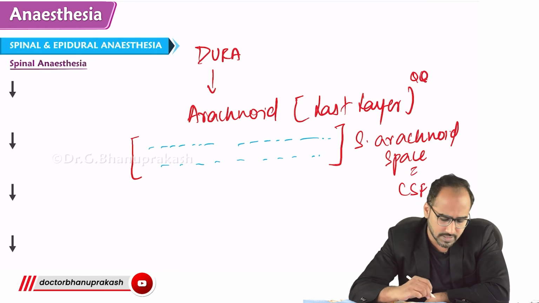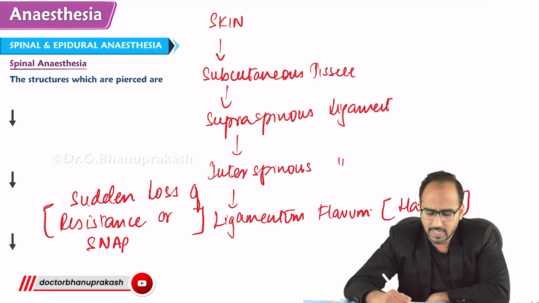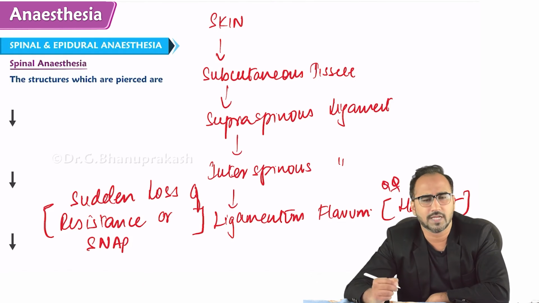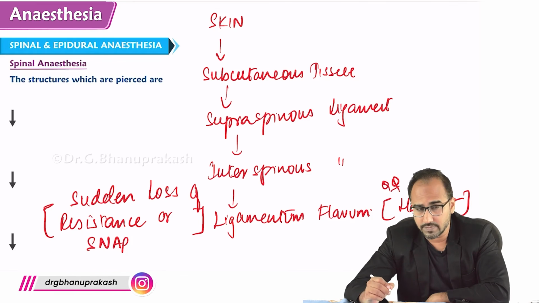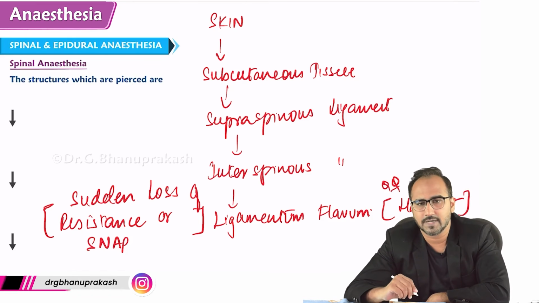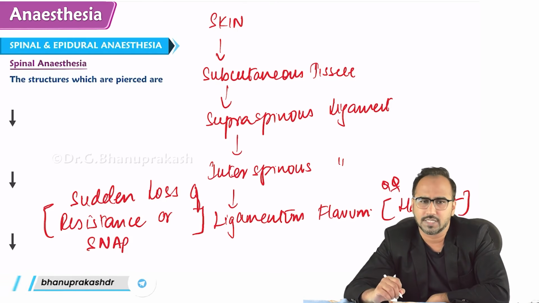The order of the layers is very important. The last layer to be pierced in spinal is very important. And ligamentum flavum is also very important. There have been questions on which is the toughest layer in spinal. Answer is ligamentum flavum. One more question was on piercing of ligamentum flavum, what is felt? Answer is sudden loss of resistance or a snap is felt. So guys, coming back to our question, what needle will we use for spinal anesthesia?